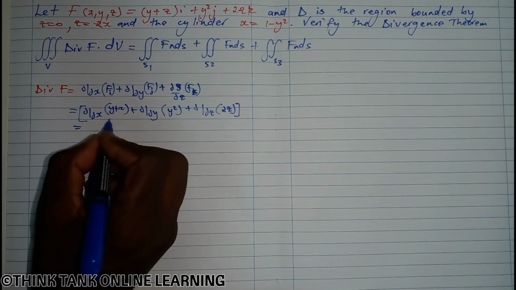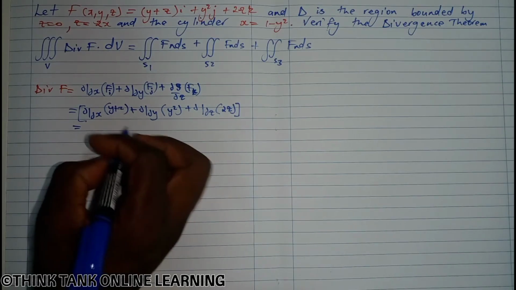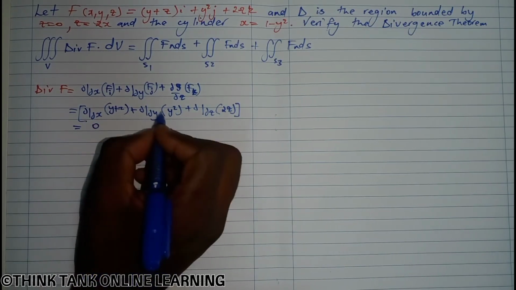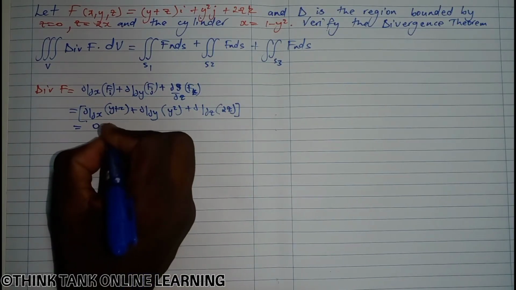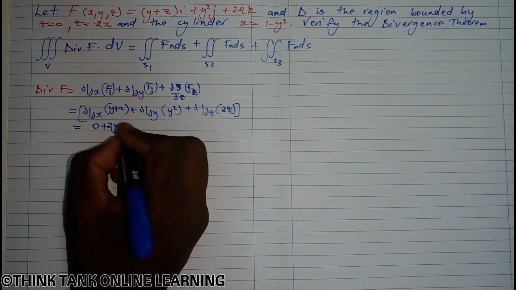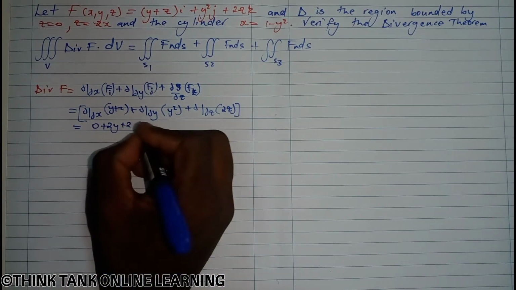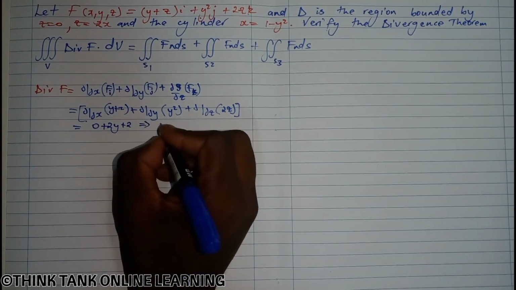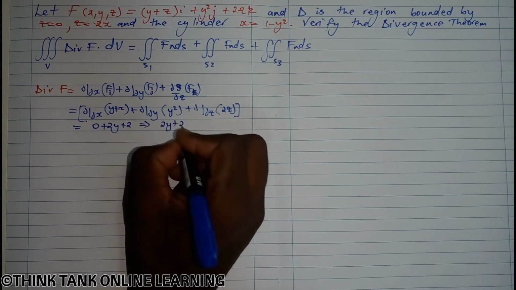If we differentiate here with respect to x, we're going to get 0. If we differentiate here with respect to y, we're going to get 2y. Remember, we no longer have i and j. And if we differentiate here, we're going to get 2. So that means the divergence is going to be equal to 2y plus 2.